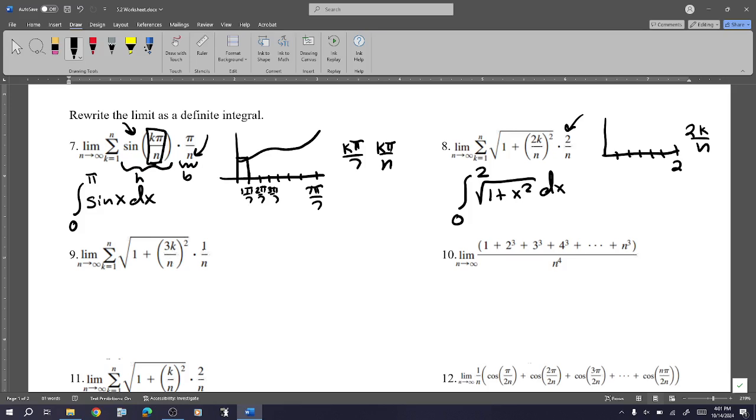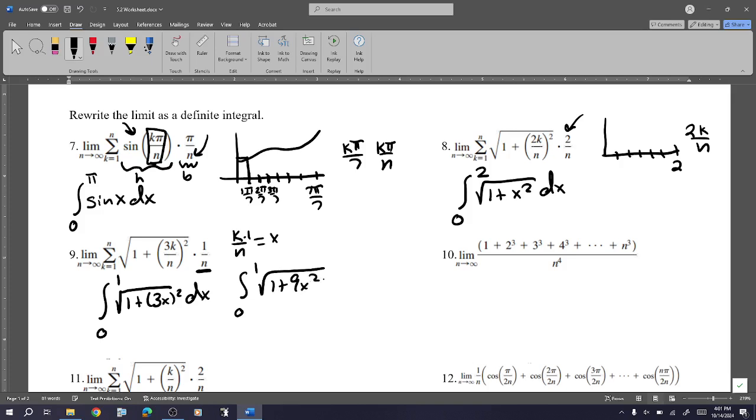This one's a little different because we don't have exactly what we need. We're plugging in k over n, or k times 1 over n, into something right here, but we're getting 3k over n. Well, that means we're integrating from 0 to 1 because we're still cutting 1 into n pieces. Square root of 1 plus, well, the k over n is going to get replaced by the x because that's each of the x values that we're plugging in. So that's 3x squared dx, and you might see it as 0 to 1 of square root of 1 plus 9x squared dx.